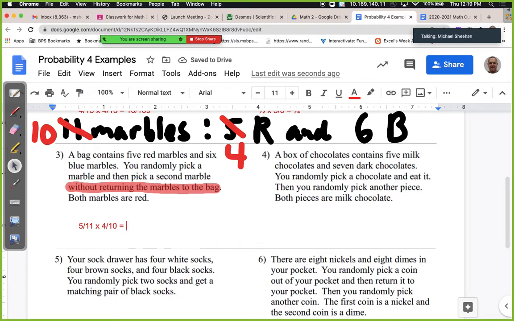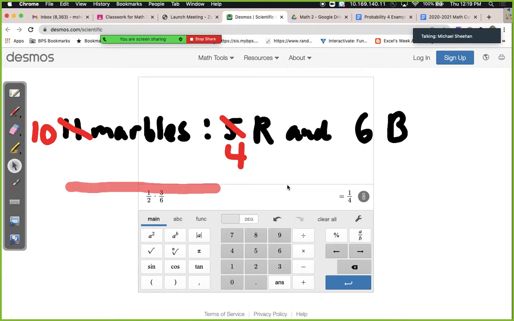All right, so that is going to be 5 out of 11 times 4/10. That's going to be 2 11ths when we reduce. All right, 5 out of 11 times 4/10. Go over here, turn it into a fraction, 2 11ths.